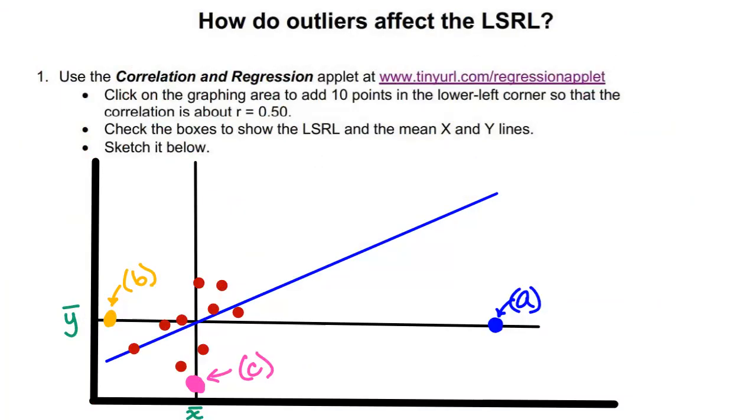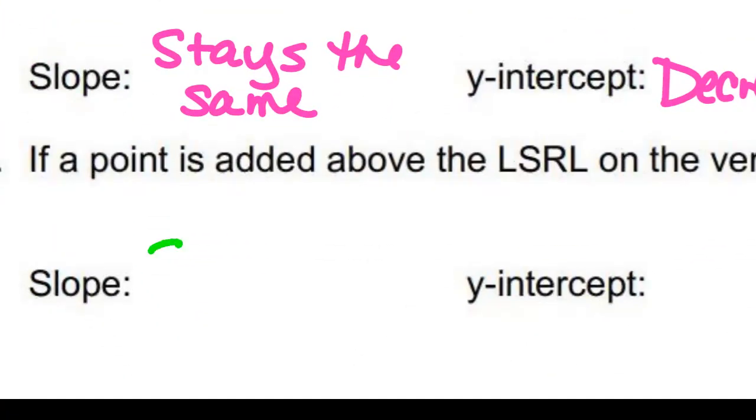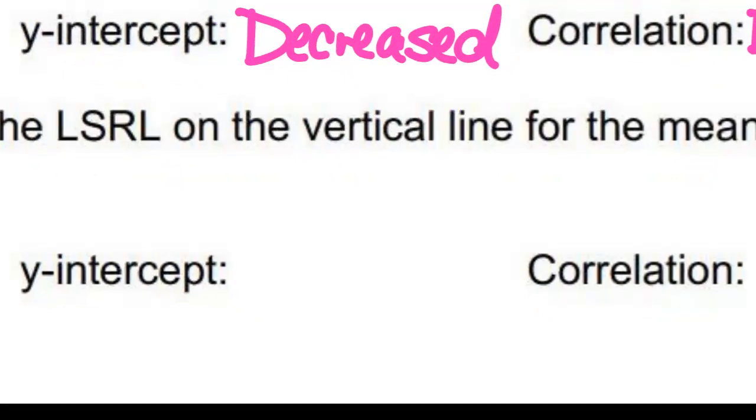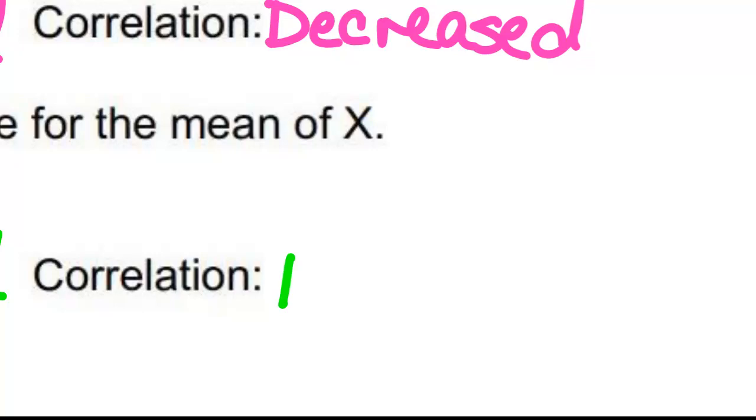All right, so when I add a point way up here, walk me through that one more time. What happened to the slope? Stays the same. What happened to the y-intercept? My y-intercept increased. What happened to my correlation? Decreased.